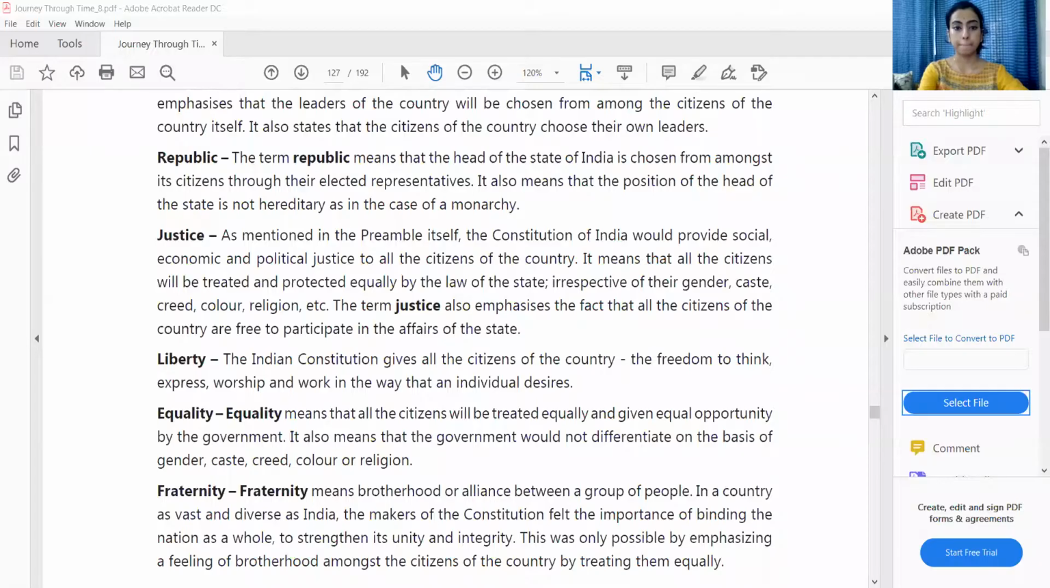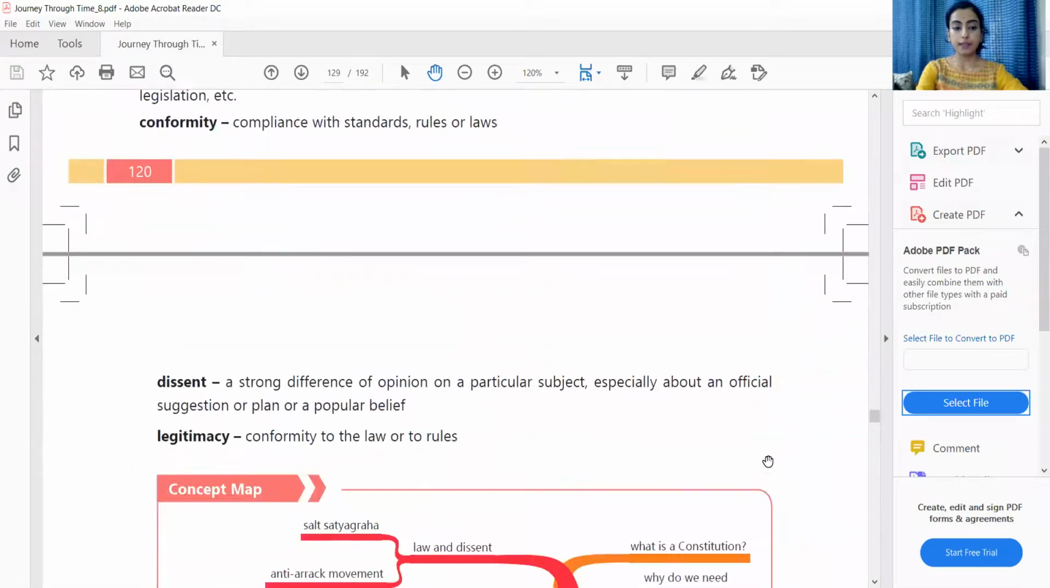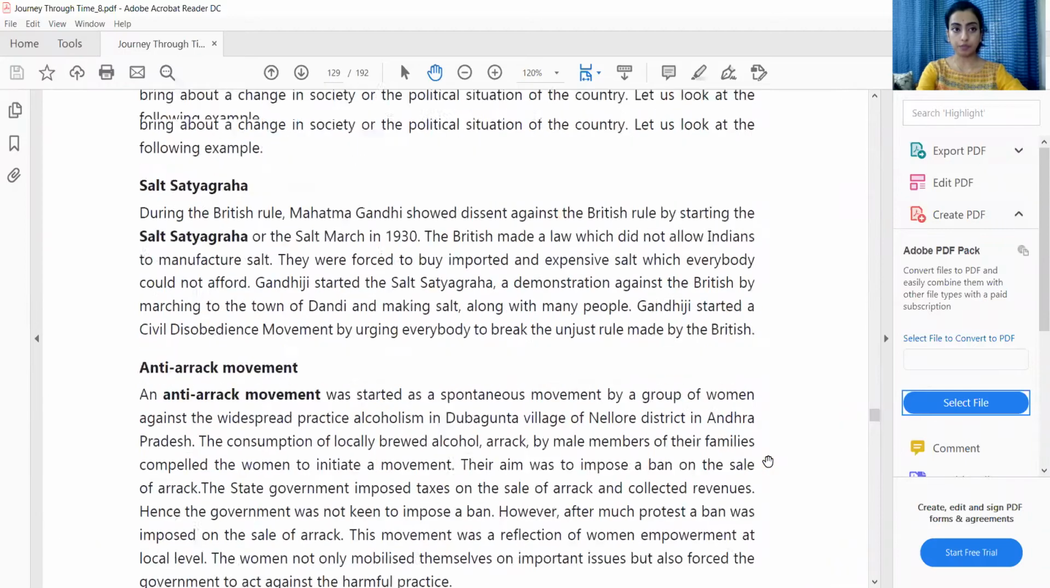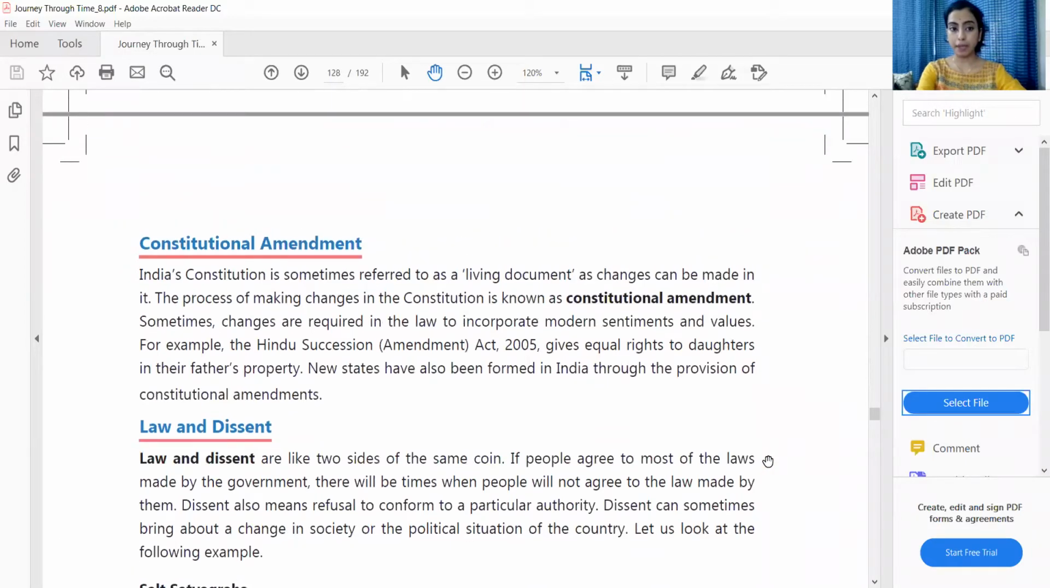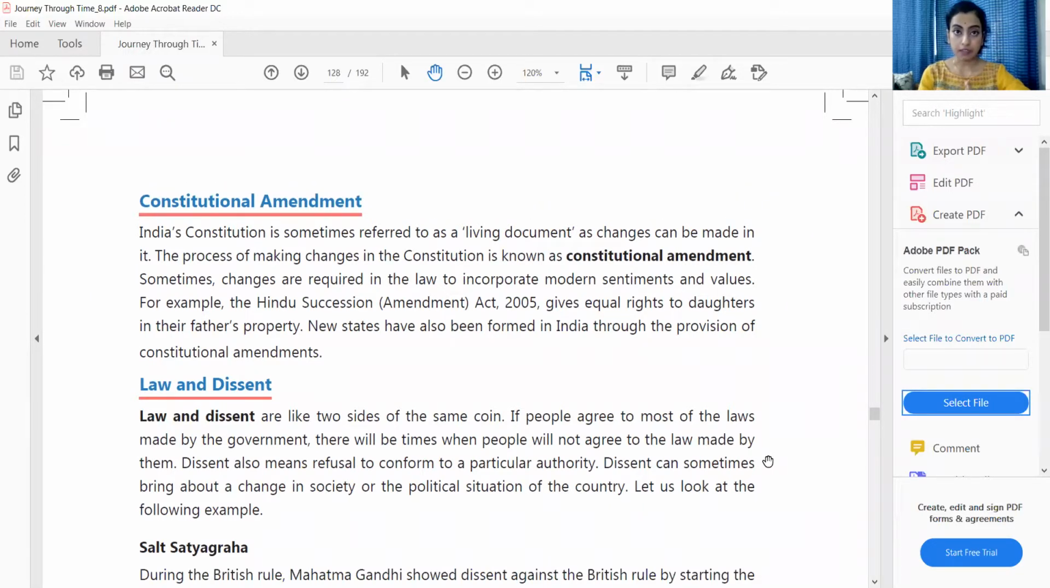So in today's class, we will be completing just the last portion of the chapter. I'll just take you to the chapter. So in today's class, we will be talking about constitutional amendment, and law and dissent. And under law and dissent, there are two examples. Now, what is amendment? Amendment means to change something, all right? Now, what is constitutional amendment?